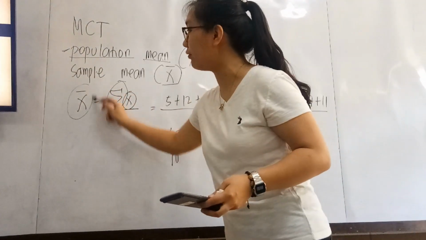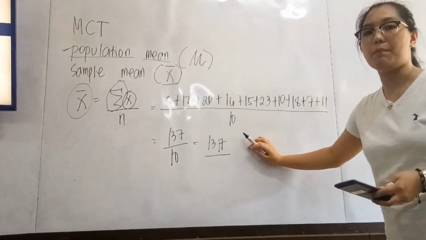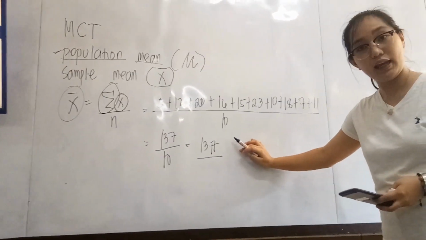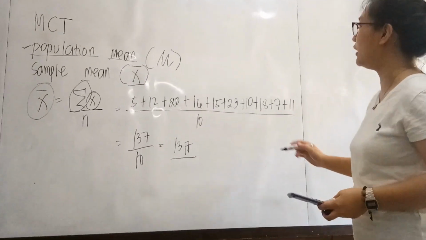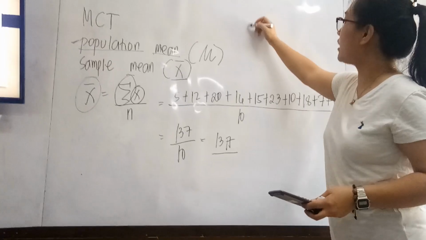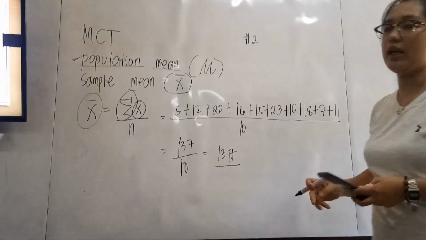Arithmetic mean for this particular example. Okay? Any question? Of course, there is. Oh, let's have another one. So let's have your second example. Number 2. Oh, we have lesser values.